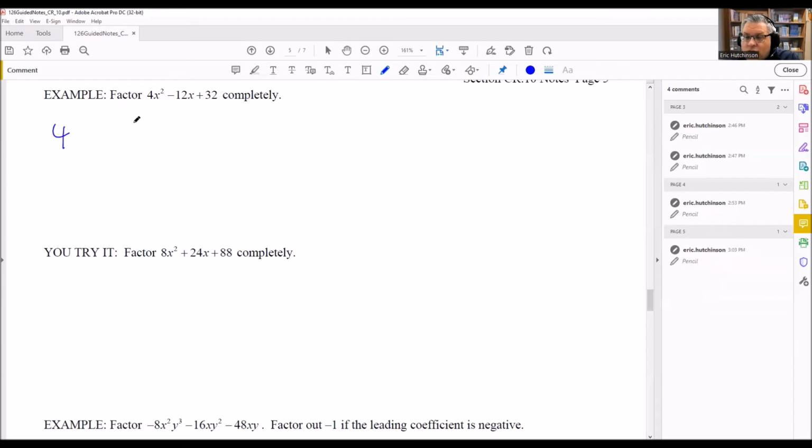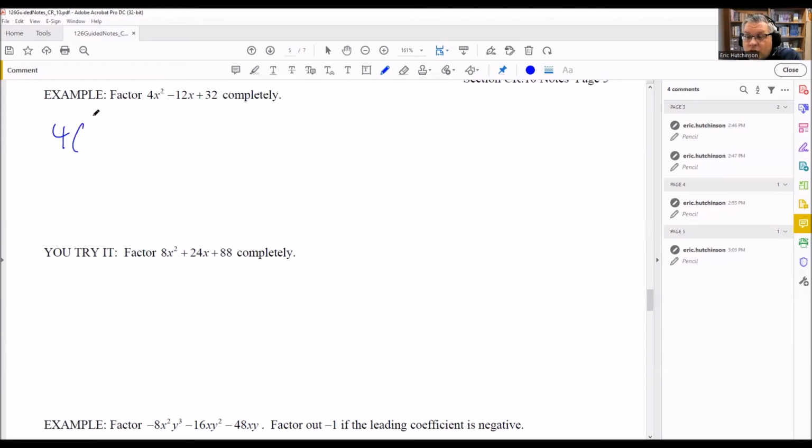So what makes this different from the last problem that we did, we cannot pull out an x. And the reason why is because there's no x in the last term that we have here. There's x's in the first two, but not the last one. So I'm not going to be able to take an x out of all three of those. So the only thing I can do is just factor out a 4.